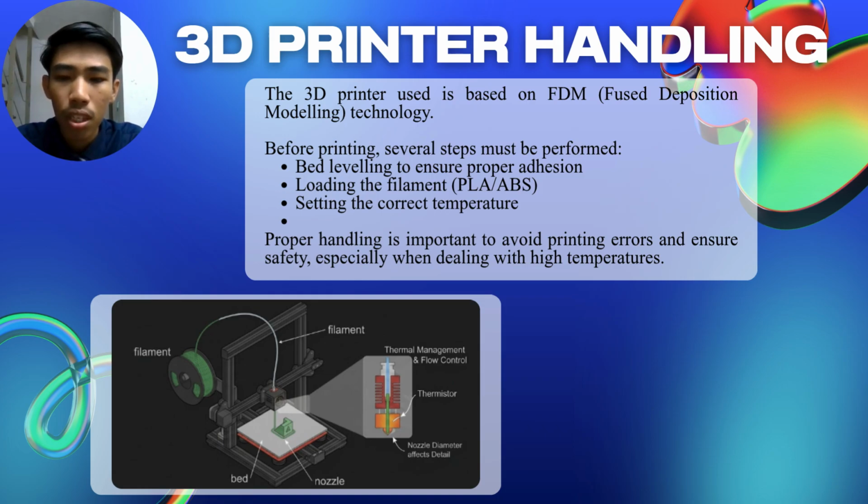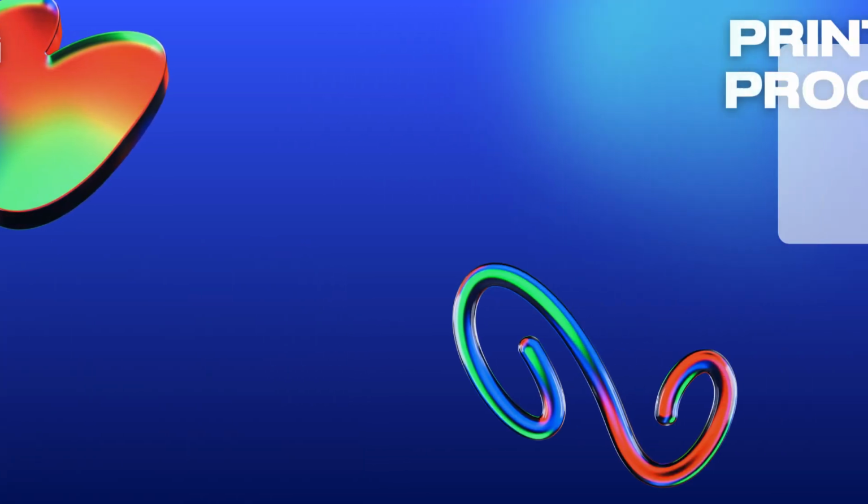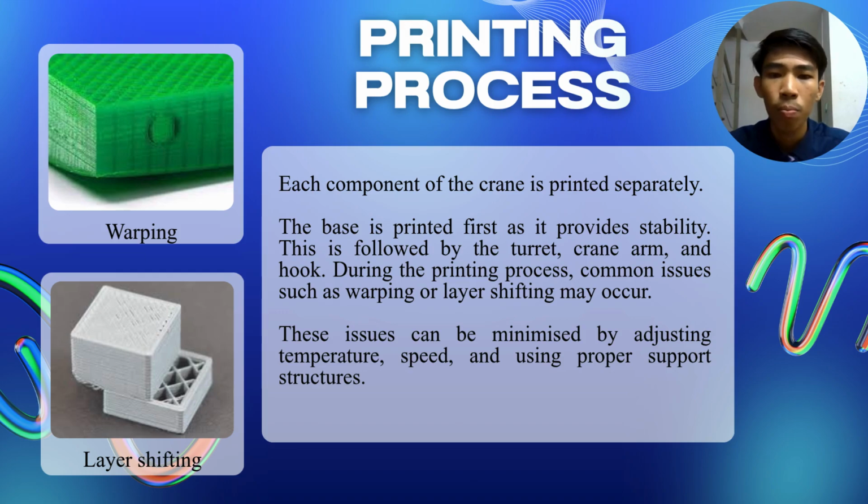Proper handling of the printer is very important, not only to achieve good print quality but also to ensure safety. Since the printer operates at high temperature, we had to be careful during the printing process. Each component of the crane was printed separately. We start with the base because it provides stability for the entire structure. Next, we print the turret, followed by the crane arm, and finally the hook.